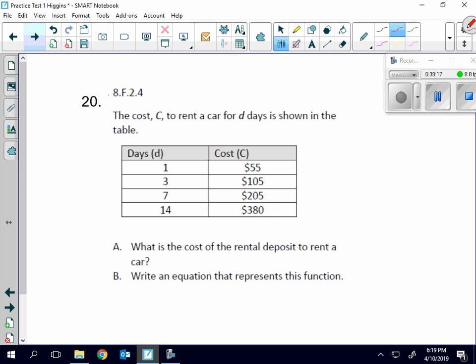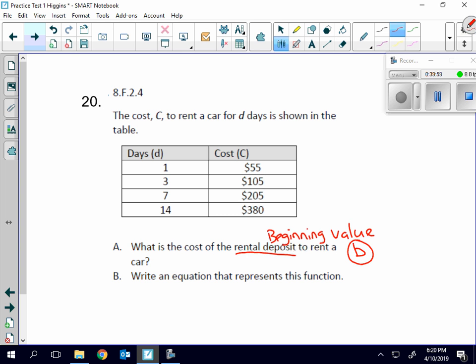And the last one, number 20. The cost C to rent a car for D days is shown in the table. What is the cost of the rental deposit to rent the car? So is that a slope, or is that a beginning value, a y-intercept, an initial value? A deposit is always something you put down in the beginning. So it is a beginning value, which means it's our y-intercept.